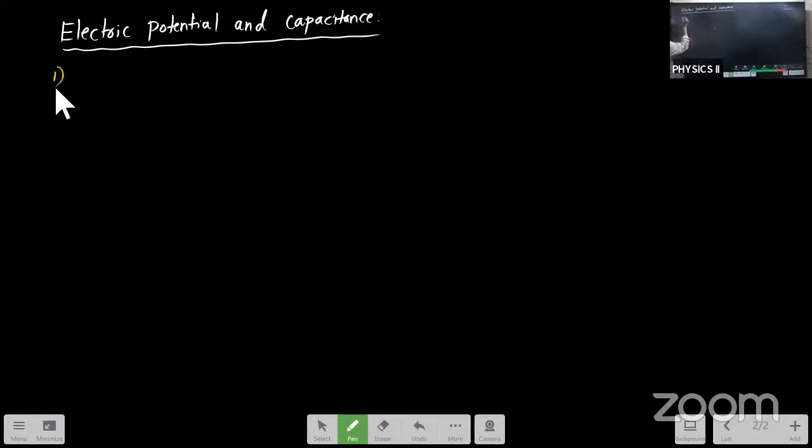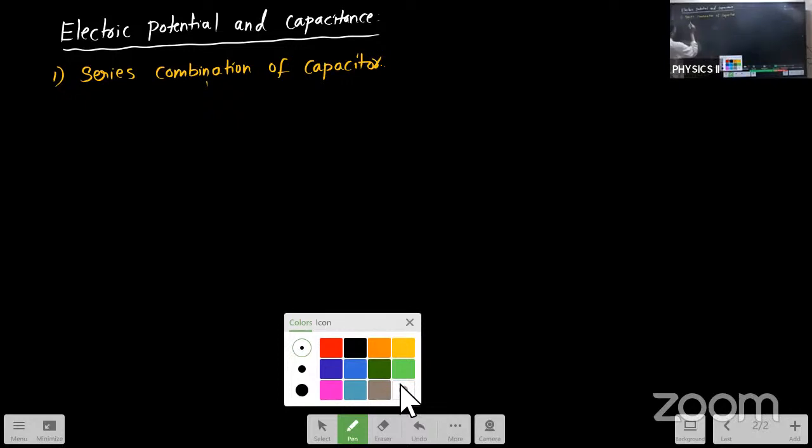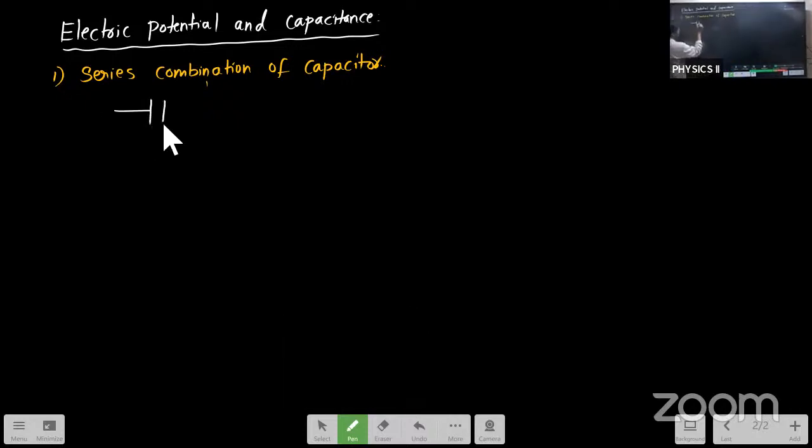Yesterday we saw the series combination of capacitors. So what was the series combination of capacitors? Let us consider three capacitors. This was the first plate of the first capacitor, this was the second plate of the first capacitor, this was the first plate of the second capacitor, and this was the second plate of the second capacitor. This was the first plate of the third capacitor, and this was the second plate of the third capacitor.